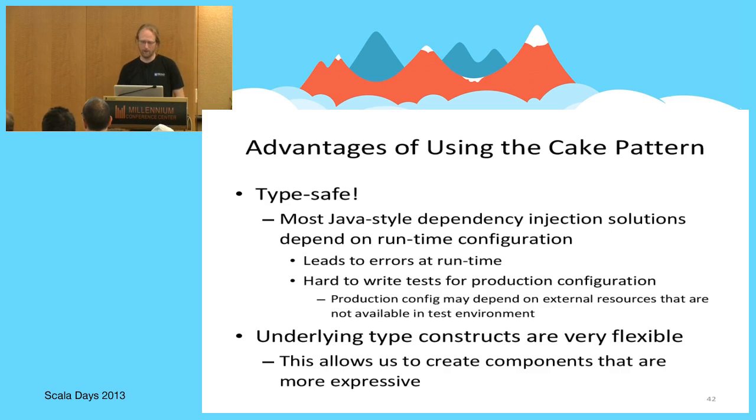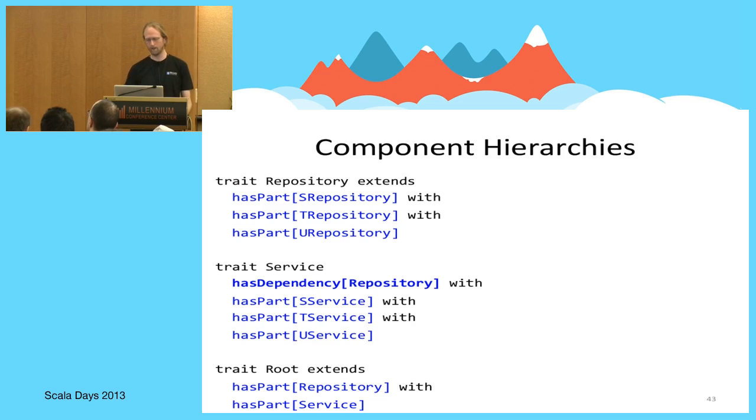The second thing I'd like to talk about is that the underlying type structures we're using are really flexible. We're basically using inheritance and self-types. These allow us to really get expressive in how we create components. And I'd like to show you an example of that. In the earlier example, we had this context, which had these 6 sub-parts to it.